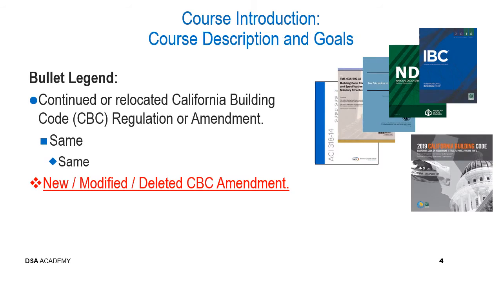Throughout this presentation, we will be using different bullets to differentiate which items are a continued amendment versus a change in the amendment language. This enables you to quickly recognize and identify what is new versus what is not. As you can see, the bullets in blue color indicate continued or relocated CBC regulations or amendments that remain unchanged for the 2019 Code Edition. The quad diamond bullet or cloverleaf in red indicates an amendment that is new, modified, or deleted. We've also changed the font for these items to be red and underlined to help identify these changes of interest.